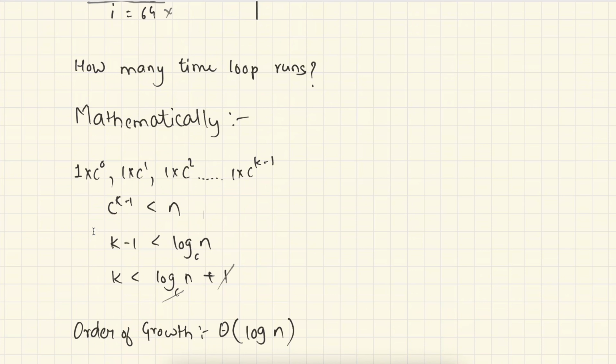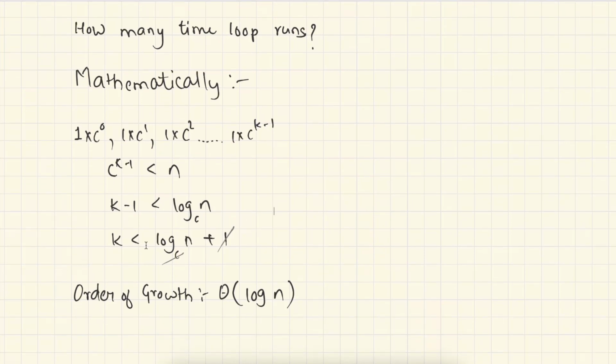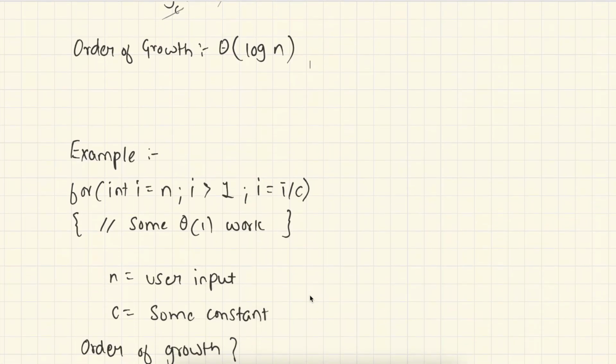So if we take a logarithm on both sides, it becomes k minus 1 less than log base c of n. Okay, and if we move minus 1 to this side, it becomes k less than log base c of n plus 1. Again, we are not interested in the lower order term, so we cancel out 1 and c, and we get log n. So the overall order of growth of this function is going to be theta of log n. So far so clear. Let's move on to our next example.